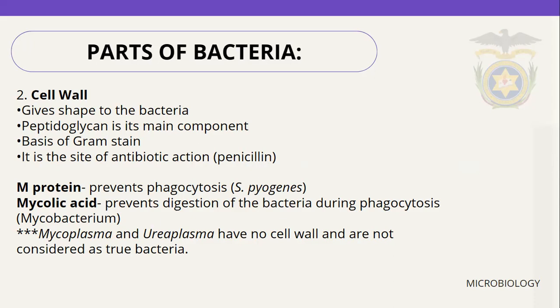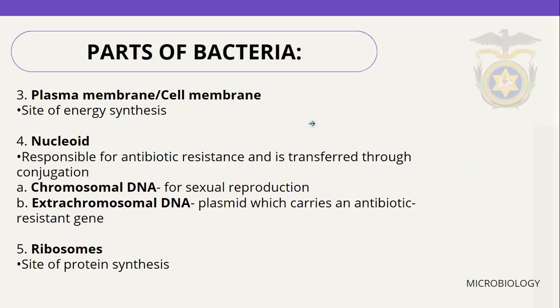I want you to remember as well that M protein found in Streptococcus pyogenes prevents phagocytosis, and mycolic acid found in Mycobacterium species prevents digestion of the bacteria during phagocytosis. And also, Mycoplasma and Ureaplasma have no cell wall and are not considered true bacteria. Number three, we have the plasma membrane or the cell membrane. It is the site of energy synthesis.